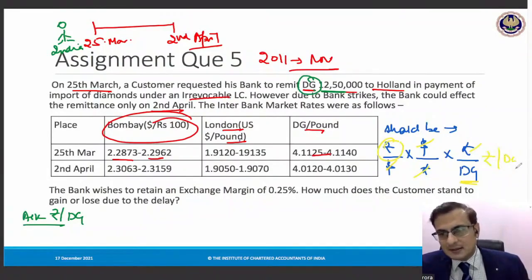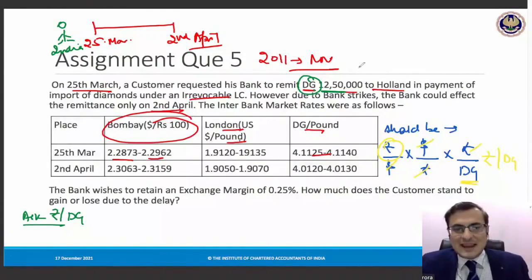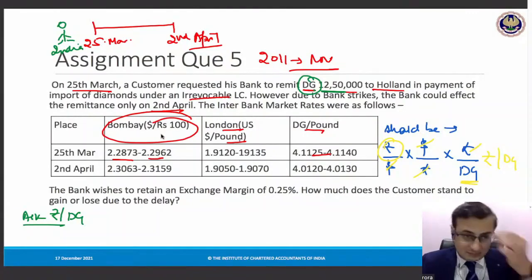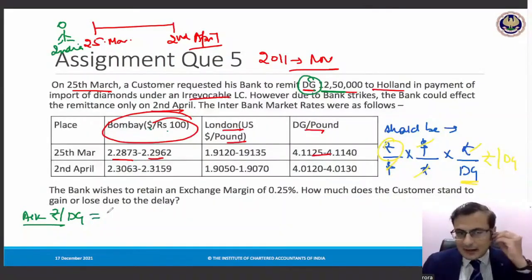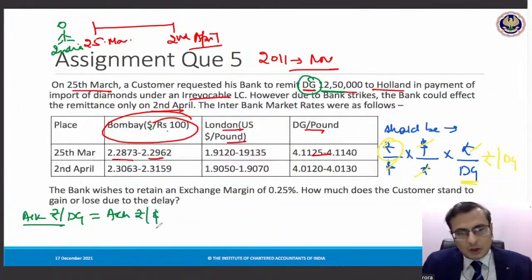But is it really given? This is the next thing. This I need. Is this given? No. I need rupee per dollar. See, I've written it over here, but it is given as dollar per rupee. So Teju, see beta, how will we do that? It should be ask, this rupee by dollar.